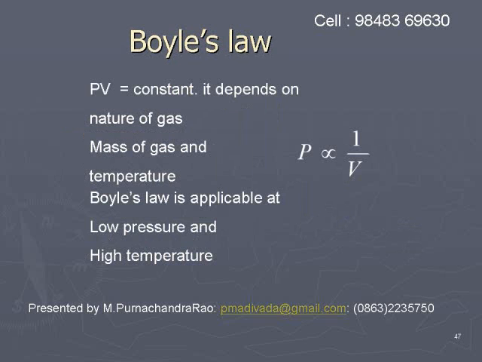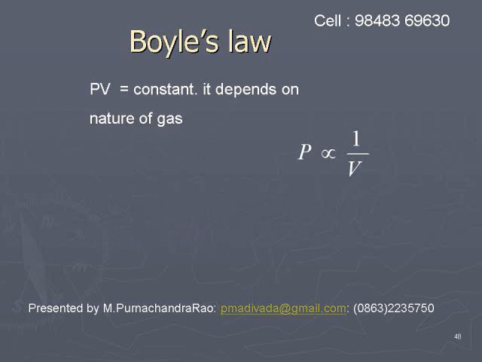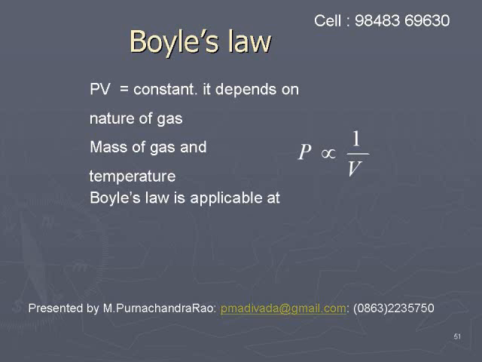Boyle's law can also be written as PV is equal to constant. This constant depends on the nature of the gas, mass of gas and its temperature. Real gases do not obey Boyle's law, but Boyle's law is applicable at low pressure and high temperature.